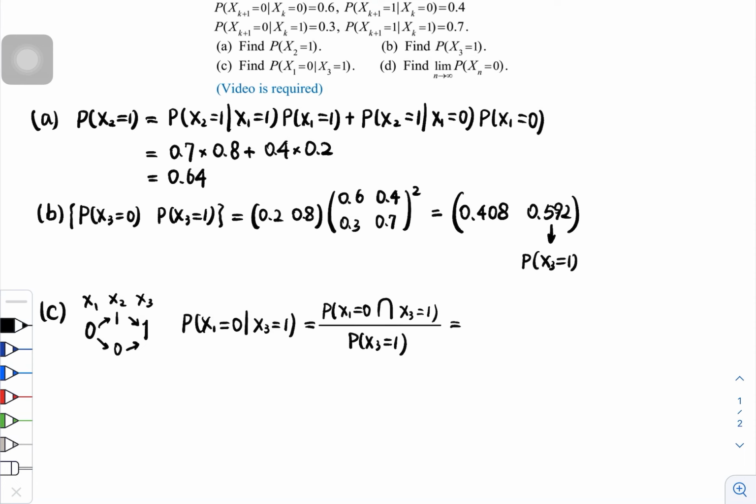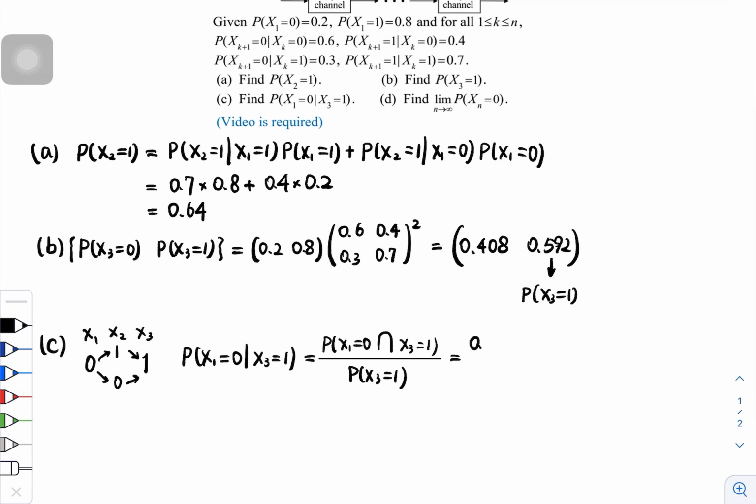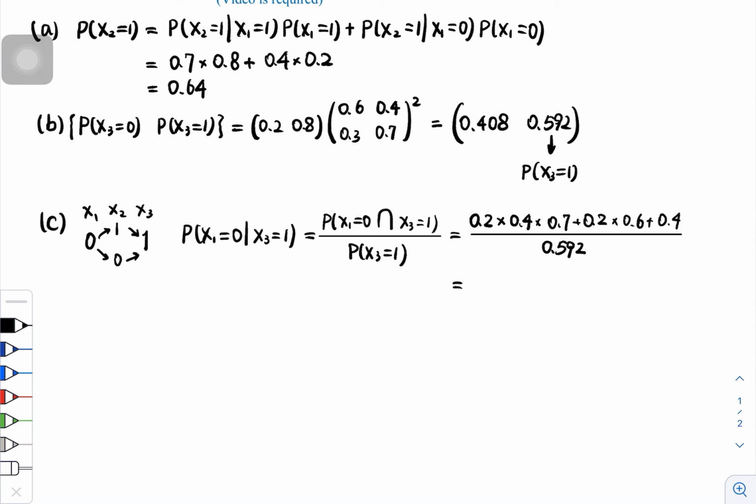Then it is this times 0 to 1 times 1 to 1 plus this initial situation times 0 to 0 plus 0 to 1, and the probability of x3 equals 1 is calculated in the B part. So the answer is about 0.176.